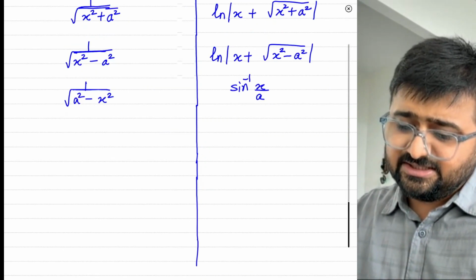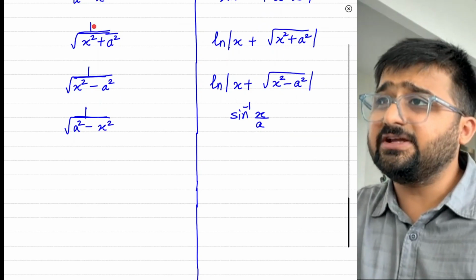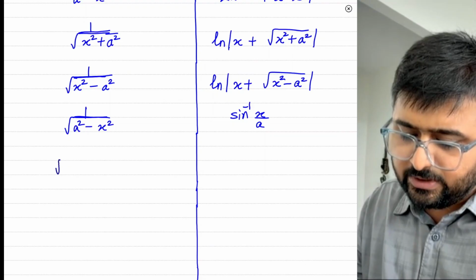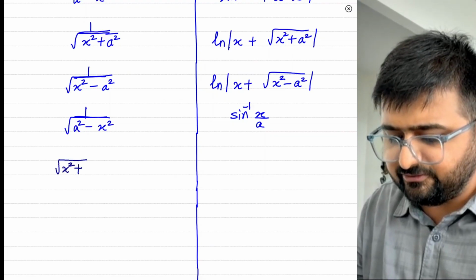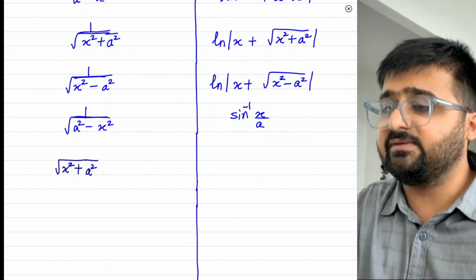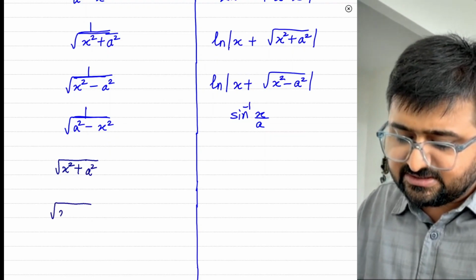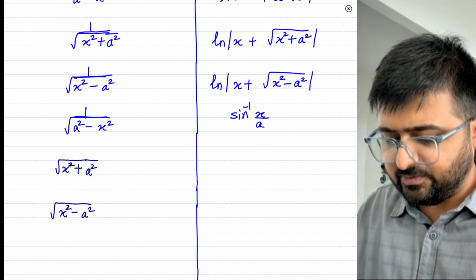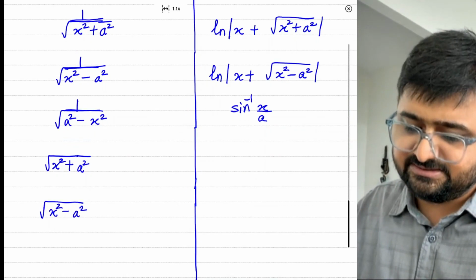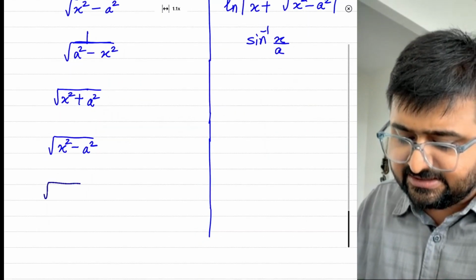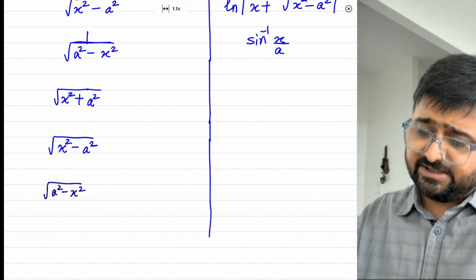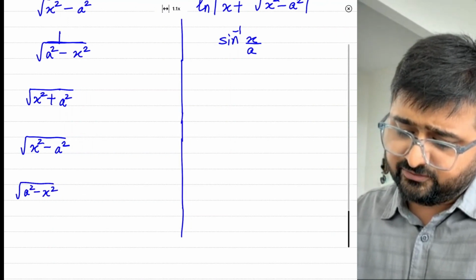So the next three formulas that we have are, what if instead of this 1 over square root of x square plus a square, we just had square root of x square plus a square? What would the formula turn out to be for the integral? Instead of 1 over square root of x square minus a square, what if it was just square root of x square minus a square? And in the end, instead of this 1 over square root of a square minus x square, what if we just had square root of a square minus x square? They are a little bit lengthier, but I'll tell you a trick on remembering those formulas.